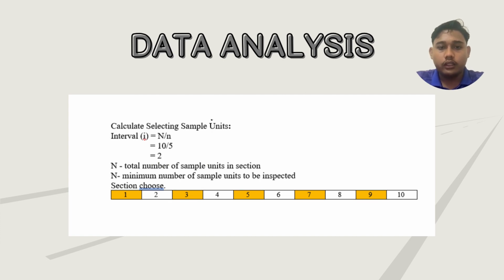So I will continue with the data analysis. Firstly, we calculate the selection of sample units. The interval i equals big N over small n, where big N is the total number of sample units of sections, and small n is the minimum number of sample units to be inspected. So 10 over 5 equals 2, and the sections chosen are 1, 3, 5, 7 and 9.